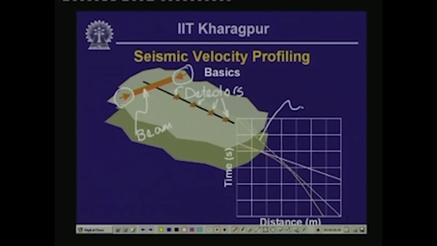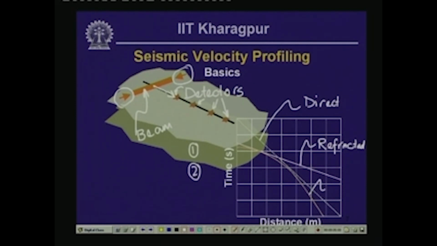In this case this one is the direct arrival, that means the waves that originate there and travel along the surface and arrive at a given detector. This one here is the refracted wave, which goes down and starts traveling along the interface of layer 1 and layer 2 and arrives at the detectors.